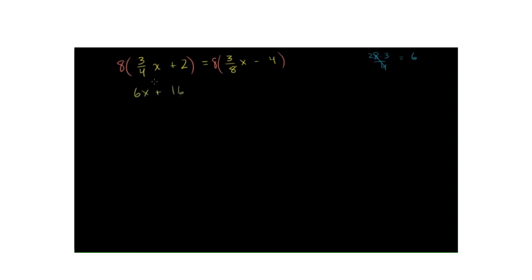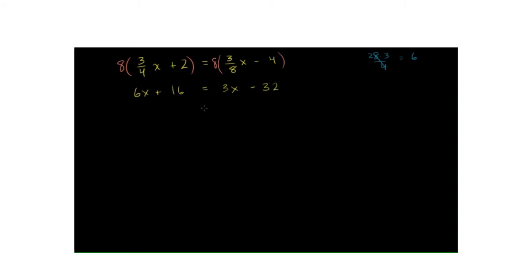You have to remember, when you multiply both sides or a side of an equation by a number, you multiply every term by that number. So you have to distribute the 8. So the left-hand side is 6x plus 16 is going to be equal to 8 times 3/8. That's pretty easy. The 8's cancel out, and you're just left with 3x. And then 8 times -4 is -32. And now we've cleaned up the equation a good bit.